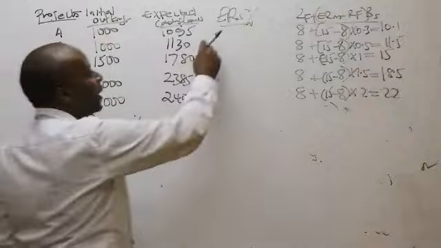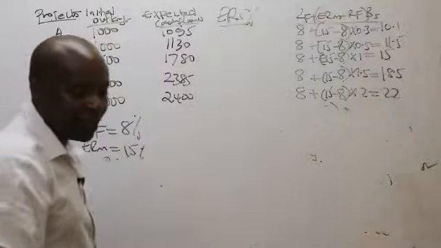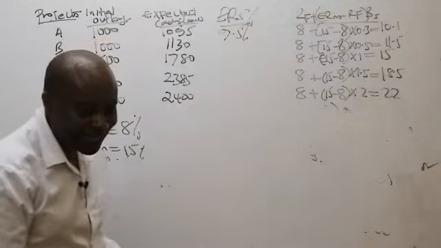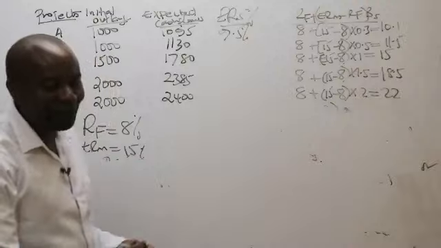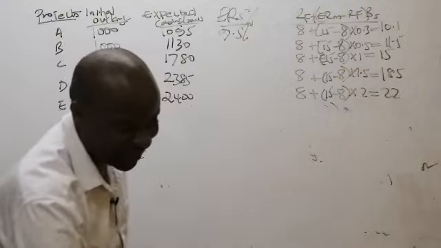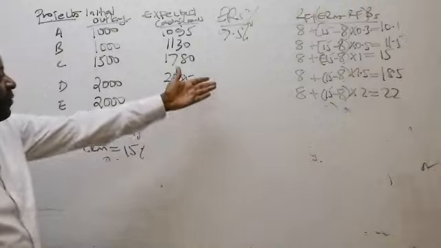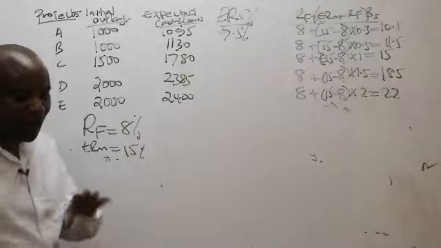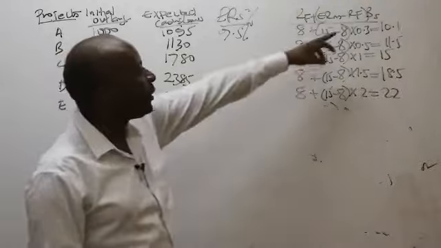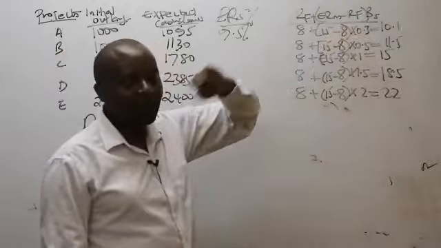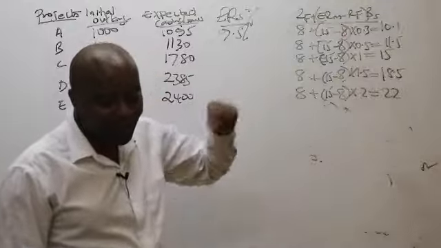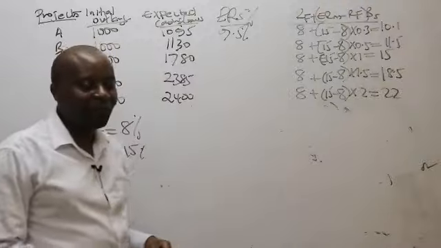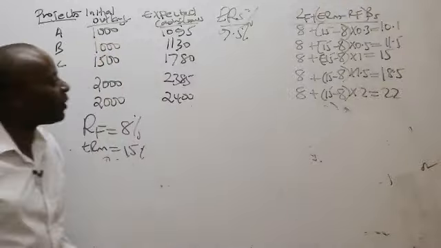So expected return of A is 9.5%. How about B? Please give me B. 1130 divided by this minus 1. Once you get the answer, because of compatibility with the other one, which is in the form of percentages, please multiply with 100. Yes, so 9.5%. How about B?